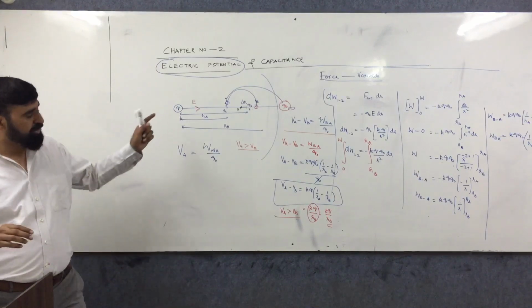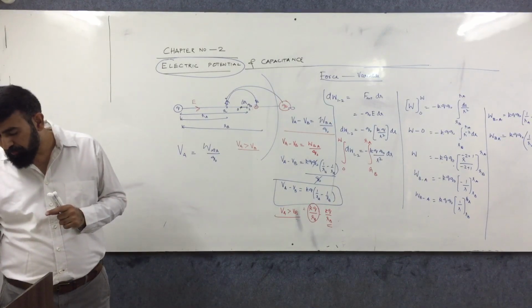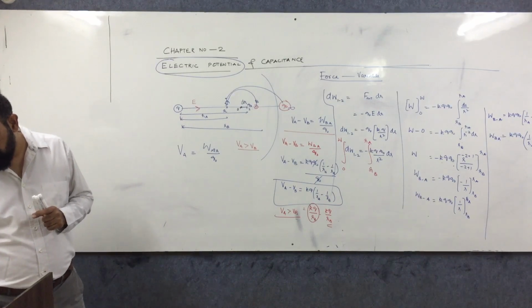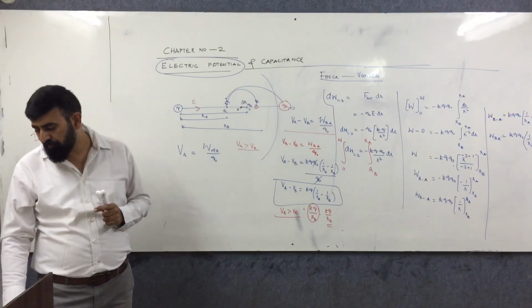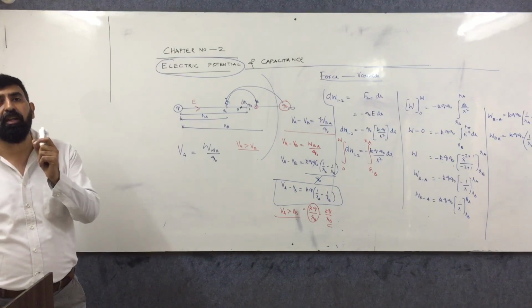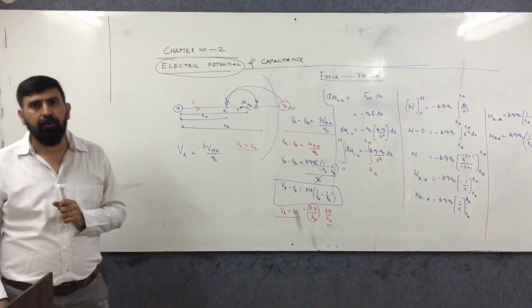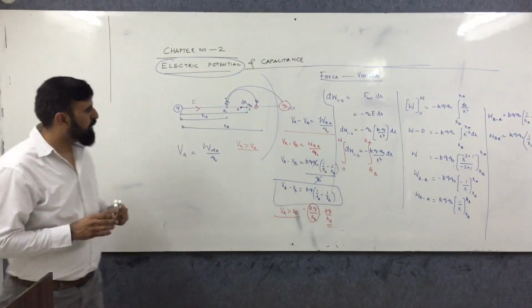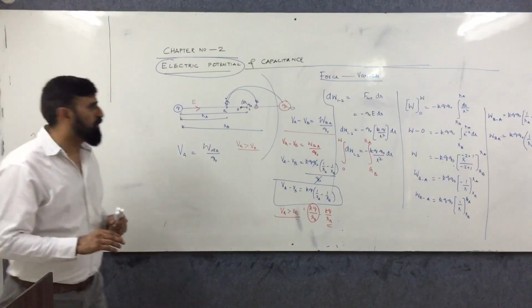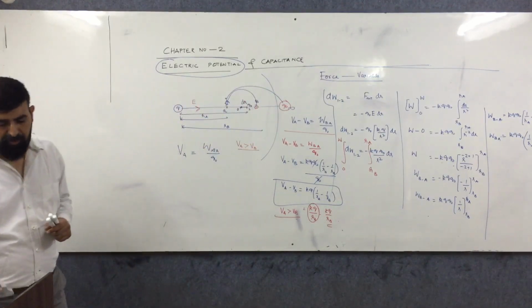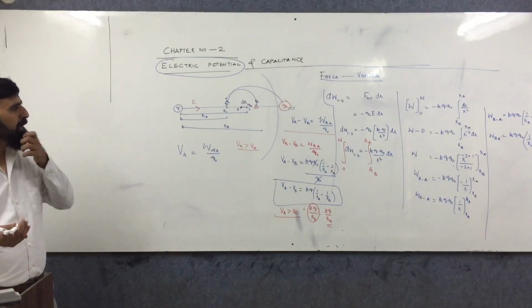This derivation is also given on page number 53 and 54. You have to go through page number 53 and 54 of the NCERT textbook. Okay, I think I'm clear with this. So I'll switch over to the next part of the same chapter.